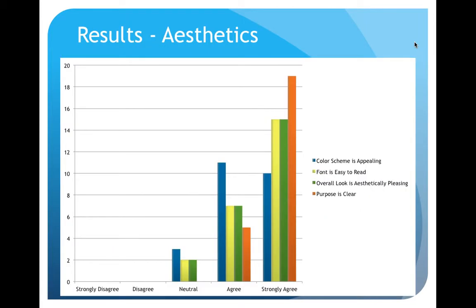The first area that I asked for some responses to was on the general aesthetics of the website. So I asked for feedback using the Likert scale on the color scheme, whether or not it's appealing, if the font was easy to read, and if the overall look was aesthetically pleasing, along with the purpose being clear. As you can see, I got some pretty overwhelmingly positive feedback, a few neutral responses.